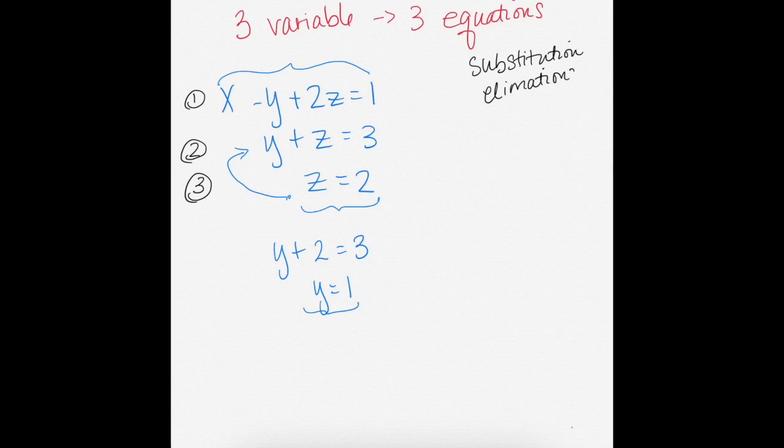All right, well, we've got z and we've got y. All we need left to find is x. So we can plug both y and z into equation 1 and solve for x. So x minus 1 plus 2 times my z, which is 2, is equal to 1. All right, let's just solve this. This is basic algebra. So we get x plus 3 equals 1, and then x is equal to negative 2. So our finite solution here, we can put this in coordinate form, is negative 2, 1, 2.